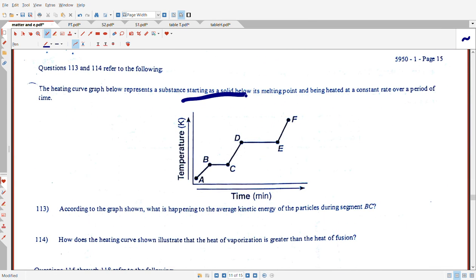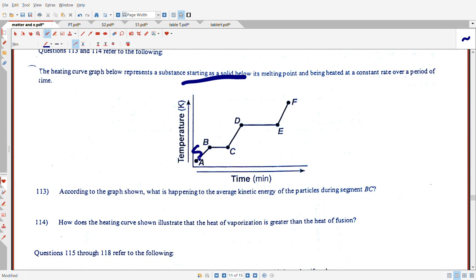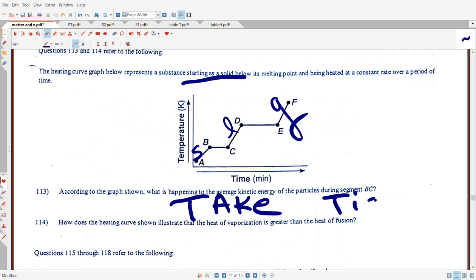Now this one's starting as a solid, liquid, gas. What's happening to average kinetic energy? That's temperature during BC. Well, it's a plateau, so we say temperature is constant. It does not change.